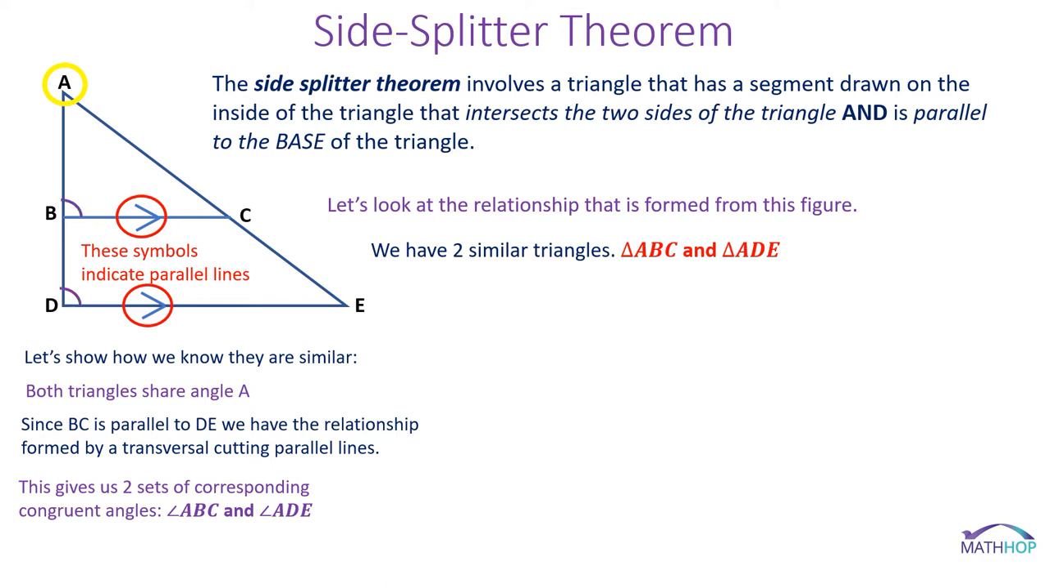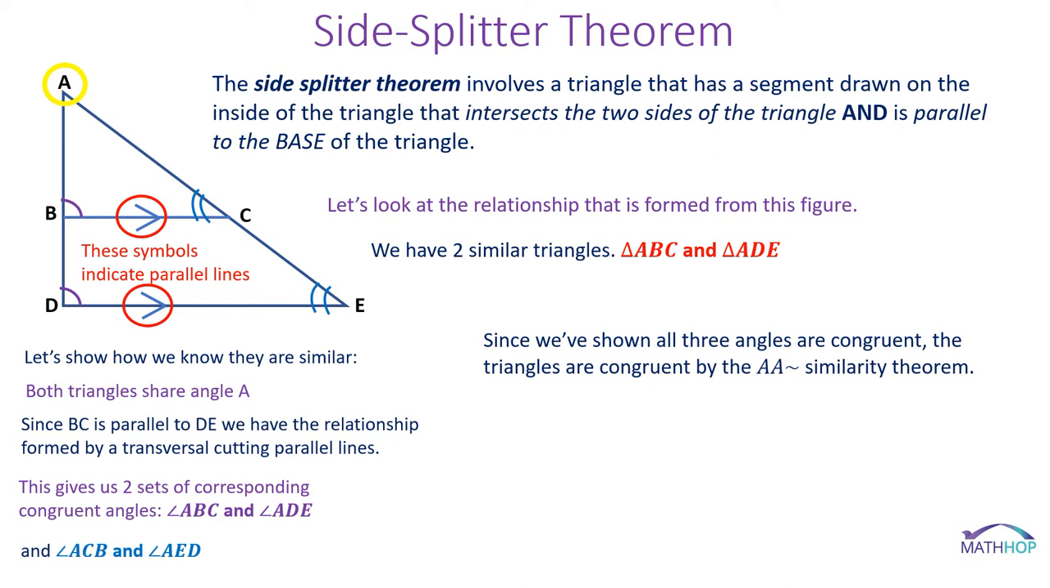Now you probably can already figure out the other set of congruent angles. We have AE, another transversal that cuts the same two parallel lines, so it creates ACB and AED. So again, we have two sets of corresponding congruent angles, and let's mark them there. So now we've proven that we have two similar triangles. We've shown all three angles are congruent, so we have now shown that the triangles are similar by the angle-angle similarity theorem. So we're doing a side-splitter theorem.